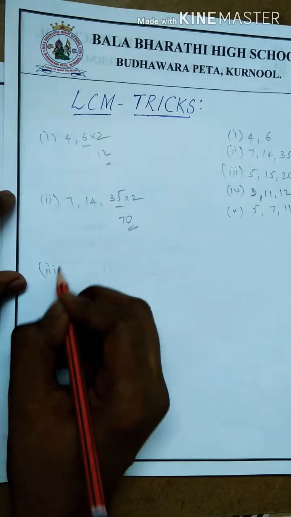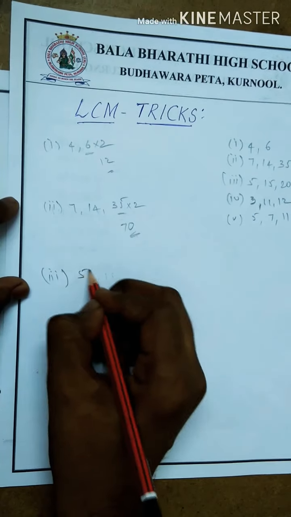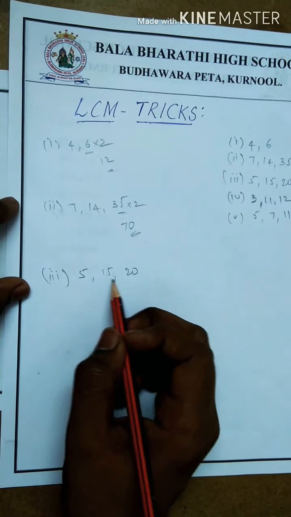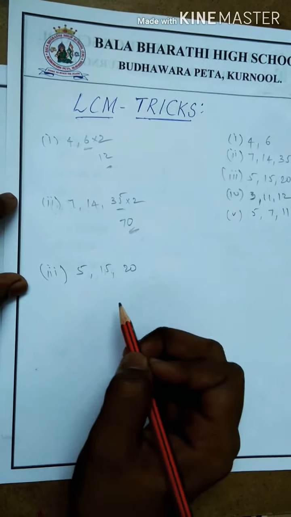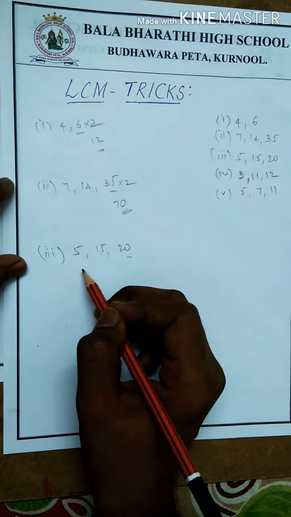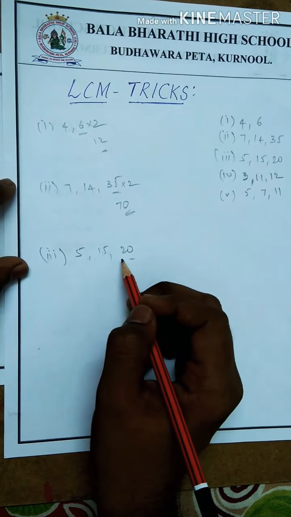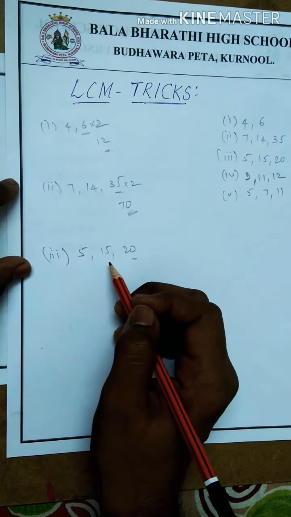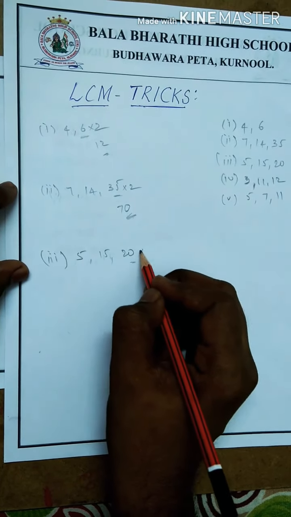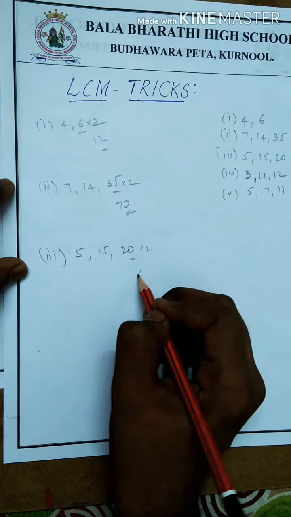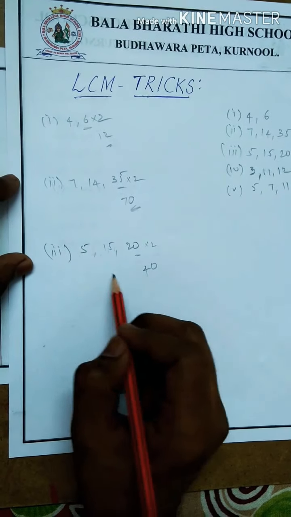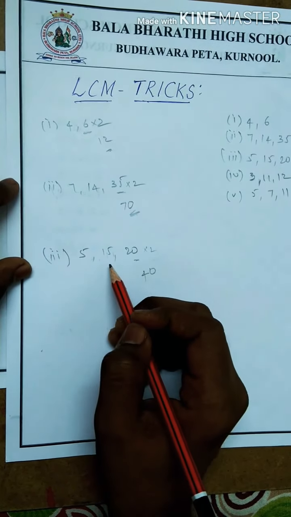Example 3. 5, 15, 20. So here we have three numbers 5, 15, 20. Out of these three numbers, which is the biggest number? 20. Now can 20 be divided by 5? Yes. 5 4s are 20. Can 20 be divided by 15? No. Then what you need to do? Multiply the highest number with 2. 2 20s are 40. Can 40 be divided by 5? Yes. 5 8s are 40. Can 40 be divided by 15?